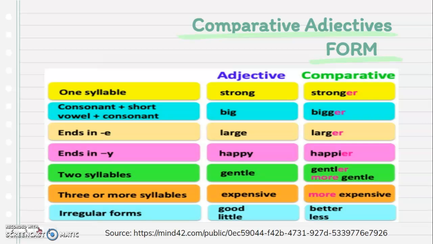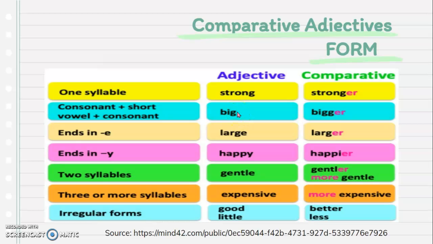Comparative adjectives are divided in different categories. The first one is one-syllable adjectives. These adjectives include ER. For example, strong, stronger. We have consonant, short vowels, and consonant adjectives, for example, big.